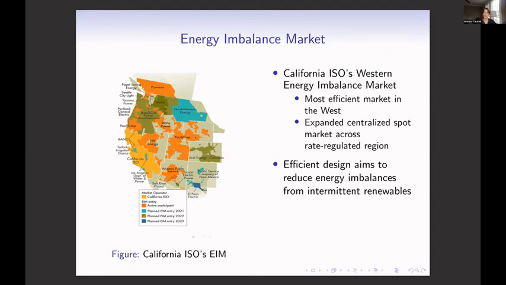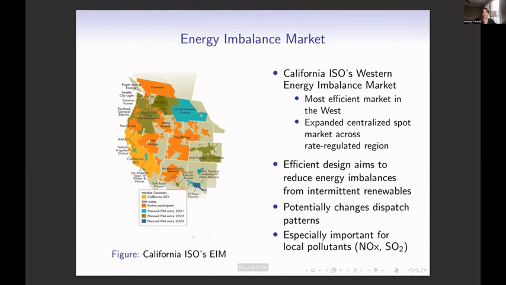The reason they're extending this more competitive market across the rest of the West is to help reduce energy imbalances from intermittent renewable resources. But it also potentially changes dispatch patterns, meaning which generators are online and responding to fluctuations in demand. That's really important for local pollutants, especially NOx and SO2, because where this pollution is emitted matters, as these local pollutants can cause localized damages. So it matters where and when they occur, and this results in localized damages. It's important to think about as we're seeing changes in electricity market design.